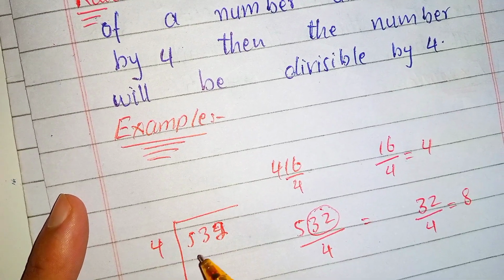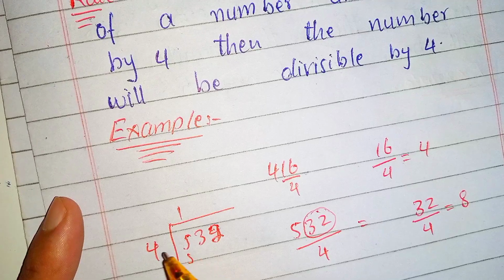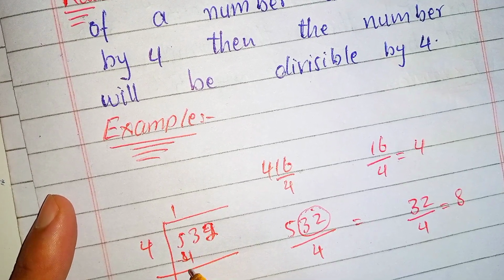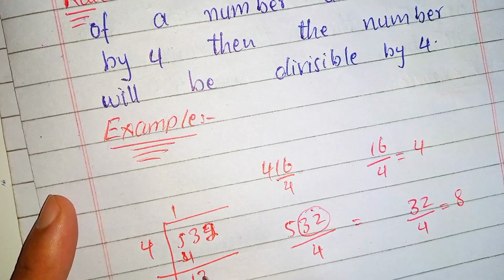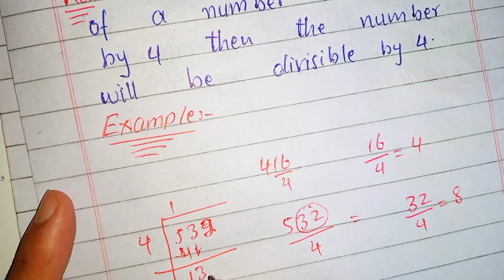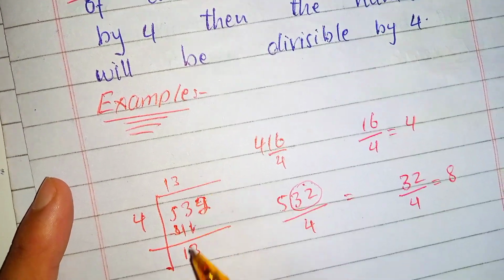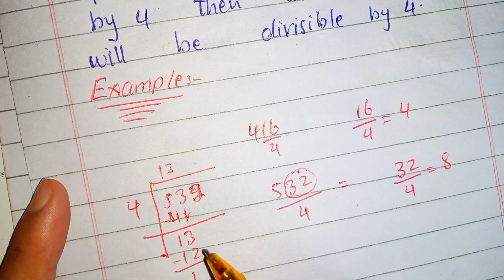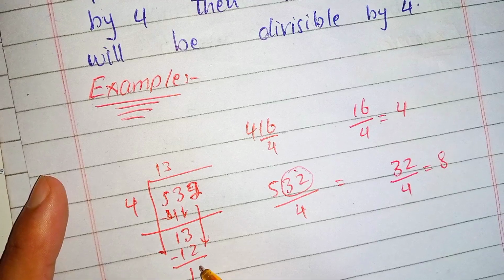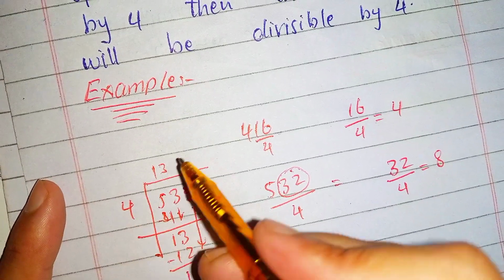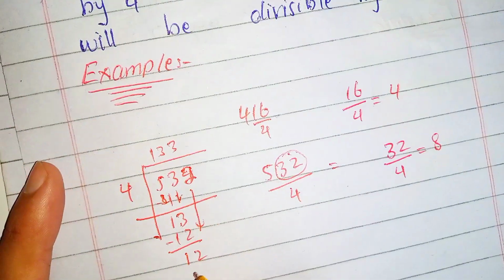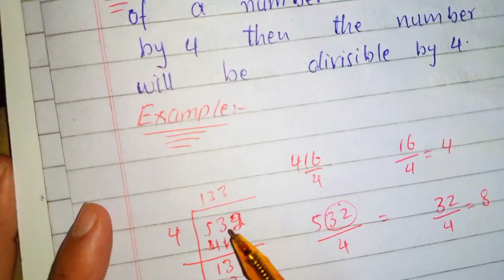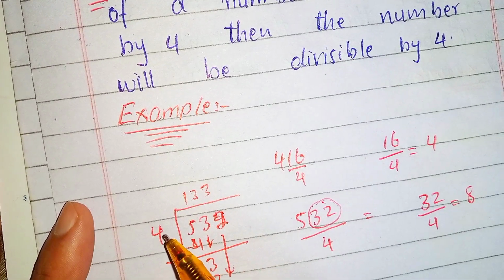So 532 divided by 4. 4 times 1 is 4. Subtract the 4 from the 5, the remainder is 1. Bring down the 3 next to 1, which becomes 13, and 4 times 3 is 12. Subtract the 12 from the 13, the remainder is 1. Bring down the 2 next to 1, which becomes 12. So 4 times 3 is 12, right? So we can say that 532 is divisible by 4.